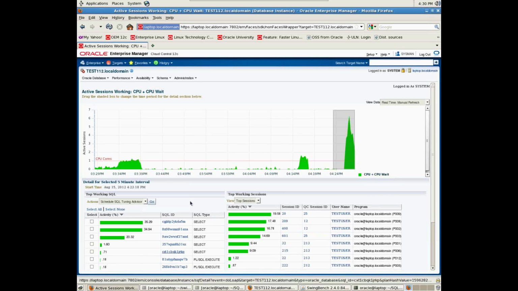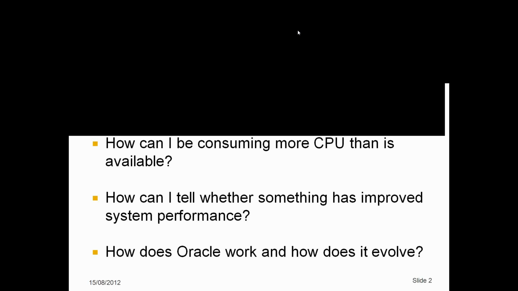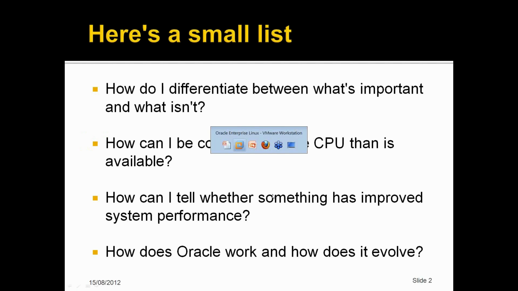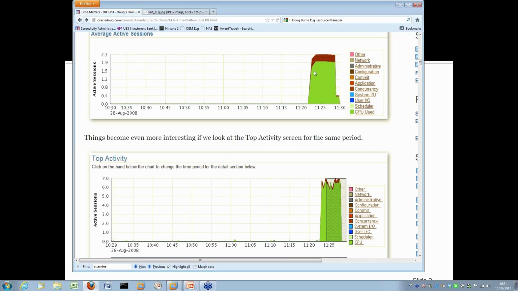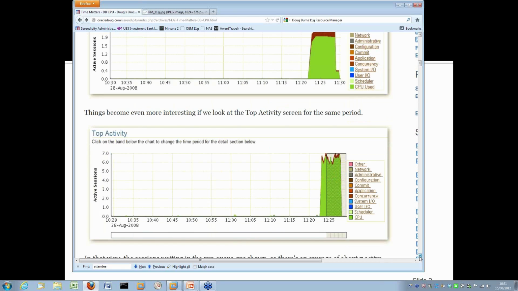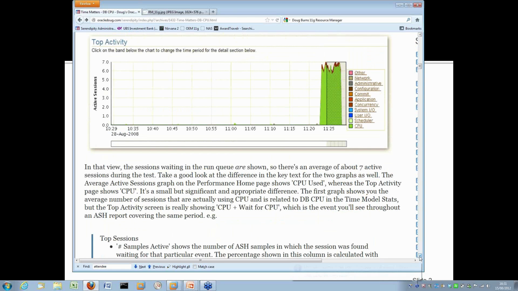However, I wrote a blog post about this a while back in the old 10g time frame, so let's have a quick look at that. This is the kind of thing I'm talking about, where you would see in the top activity page, this is an 8-user SOE benchmark, I think it was, that I ran, and we could see roughly 8 users trying to consume CPU and a little bit of configuration and concurrency stuff going on there.